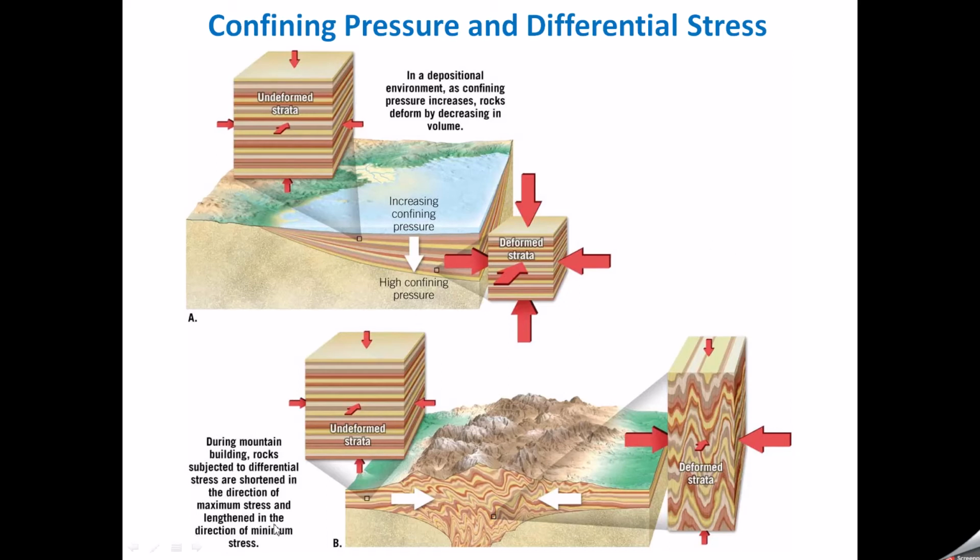On the other side, for differential stress, this is the original package, and if you have stress or forces from two sides larger than the other sides, deformation will happen. As is the case in mountain building. So confining pressure decreases the size without deformation, but differential stress or pressure will cause deformation.